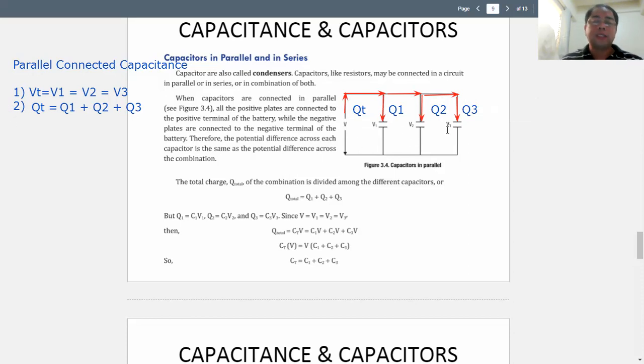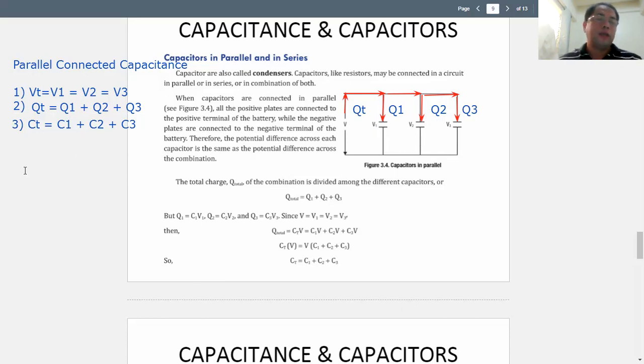Now, we also know that each of these capacitors has its own capacitance. The total capacitance, C sub T, is the total capacitance of the circuit. It is equal to C1 plus C sub 2 plus C sub 3. So these are the 3 governing principles of parallel connected capacitances. So just add all the capacitances and it will be equal to C sub T.